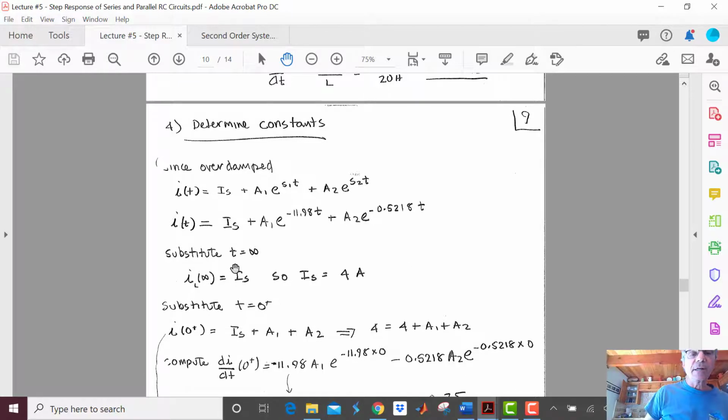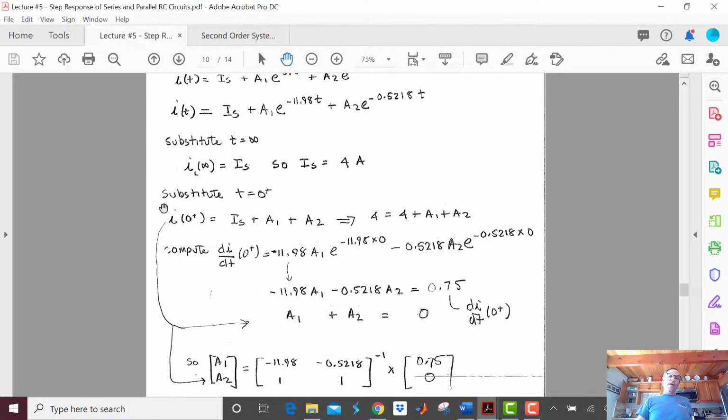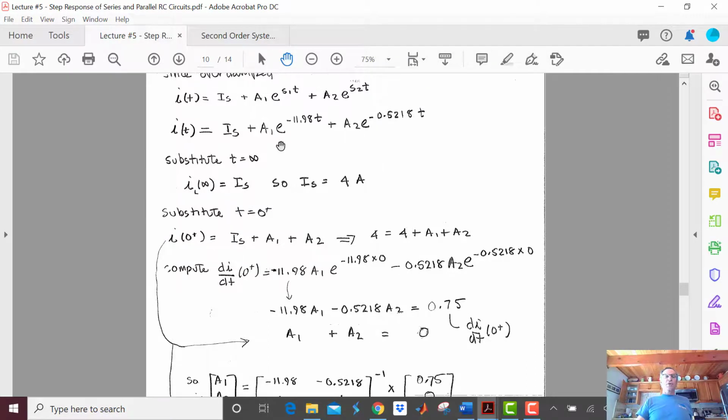And we can even do more. We know at t equals infinity we have 4 amps in the inductor. So if t is infinity, obviously this is 0 and this is 0. So I of infinity is going to be 4 amps. This is the only thing that can be non-zero, so I sub s is 4 amps. We're going to do this a little bit the long way. We substitute t equals 0 into our equation. So my exponentials become 1s, and I have I of 0 is I sub s plus A1 plus A2. And of course, I know I of 0 plus was 4, so I have one equation.